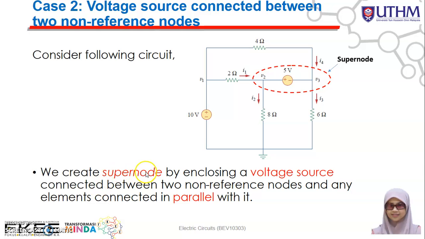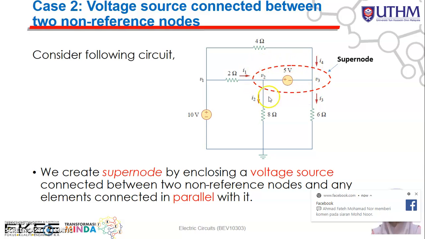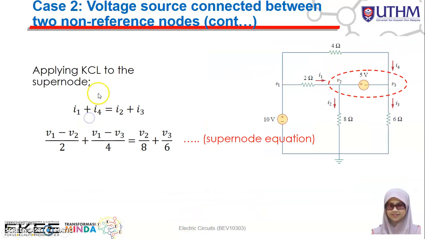Normally we create the supernode by enclosing the voltage source connected between the two non-reference nodes and any elements that are connected in parallel with it. So it means that, let's say here you have a voltage source connected between the two non-reference nodes, and then you have another element connected in parallel to the supply, maybe a resistor in parallel. You can enclose every single thing that is connected in parallel to make it a supernode. Alright, and once you are done assigning your supernode, then you can apply KCL to the supernode.